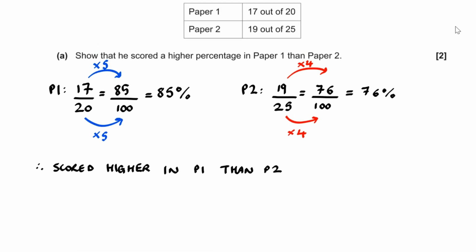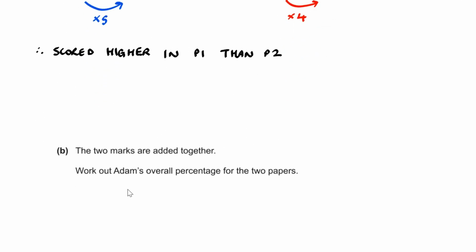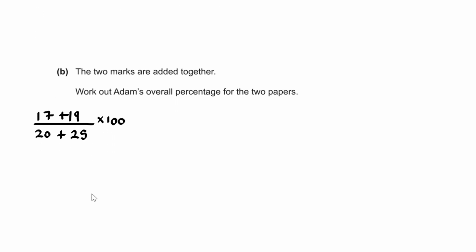Now for part B, the two marks are added together. We have to work out Adam's overall percentage for the two papers. Well, what we'd have to do over here is recognise that his paper will be out of 20 plus 25, and what we have here is 17 plus 19 out of this. So this calculation tells us his overall percentage.